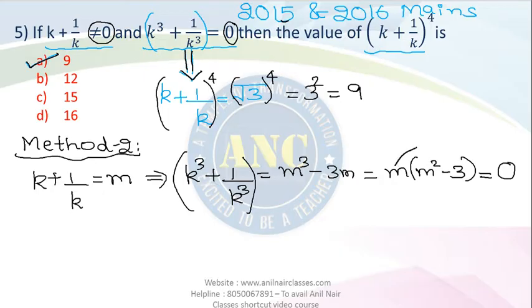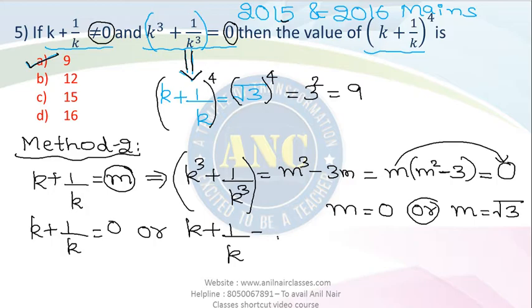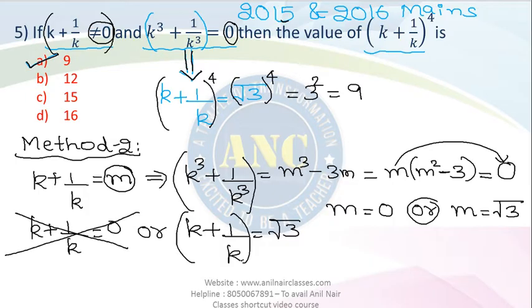So can I say that m value will be equal to 0, or m square minus 3 will be equal to 0, m square equal to 3, m will be root 3, right? That means k plus 1 by k value is equal to 0, or k plus 1 by k can also be equal to root 3. But in the question they are saying that k plus 1 by k is not equal to 0. This condition is ruled out. So the only leftover condition is k plus 1 by k equal to root 3.